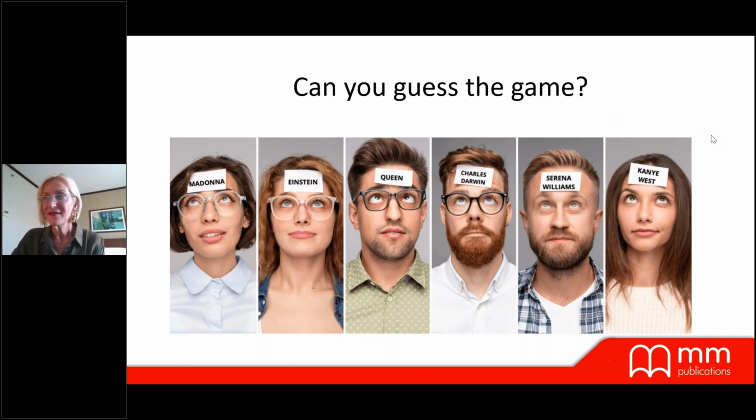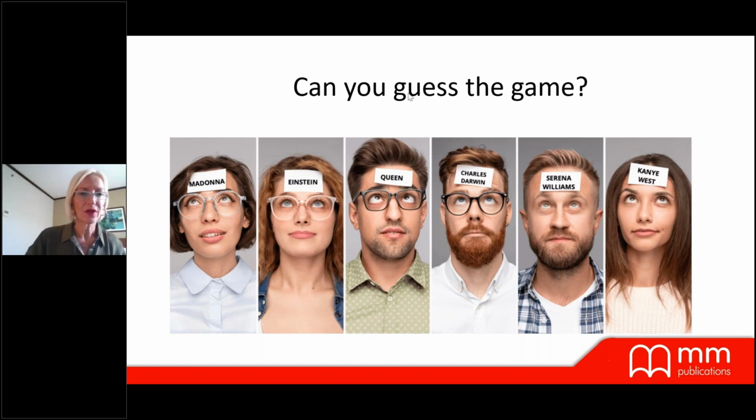Now, next slide. I want you to guess the game. I mentioned this in the slide where I mentioned all the games. What do you see? There are some people. Here I have adults because I mentioned that we can play games with adults as well. And they have a name tag on their forehead, okay? They're all looking up because they don't know who they are, okay?